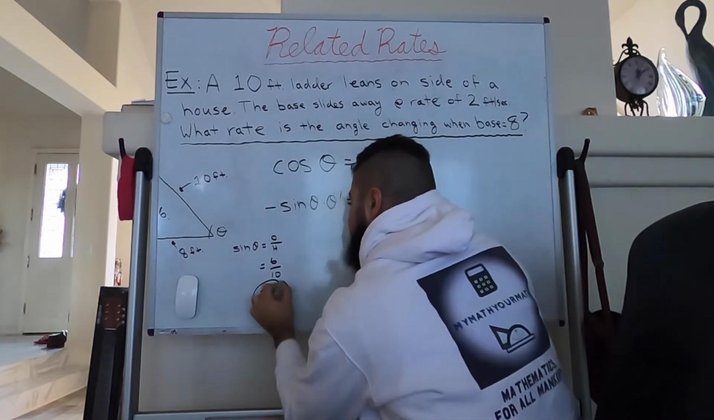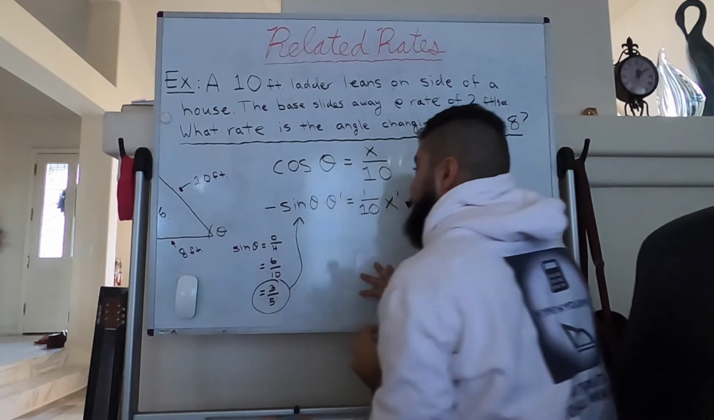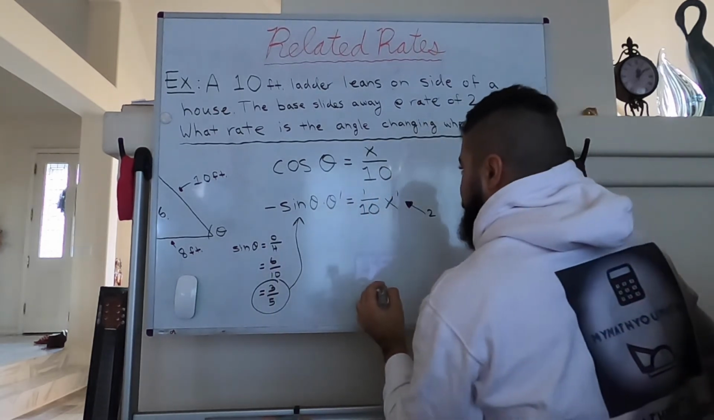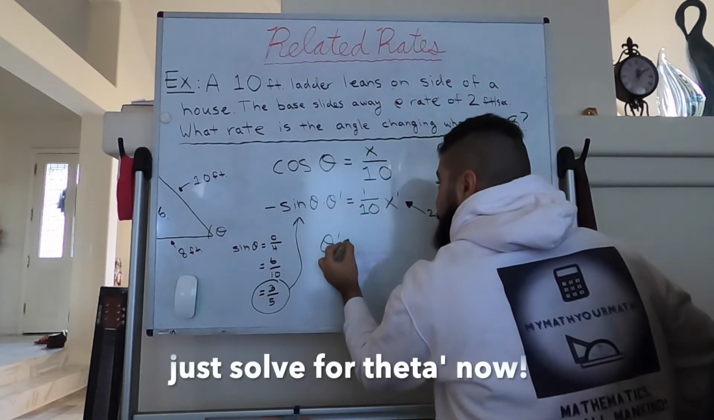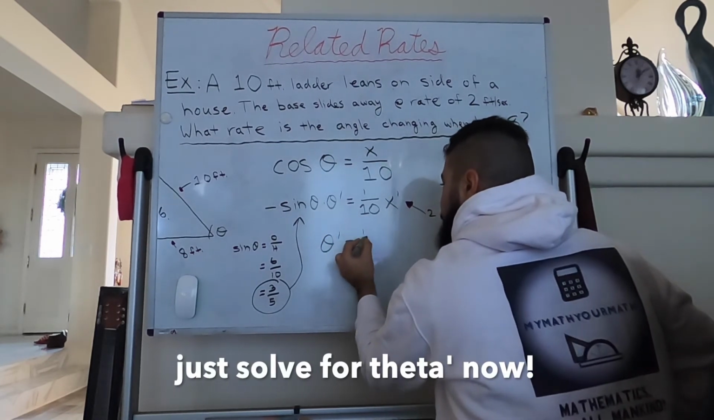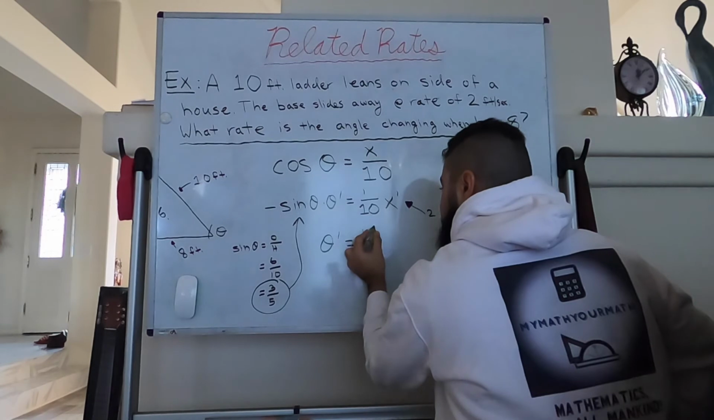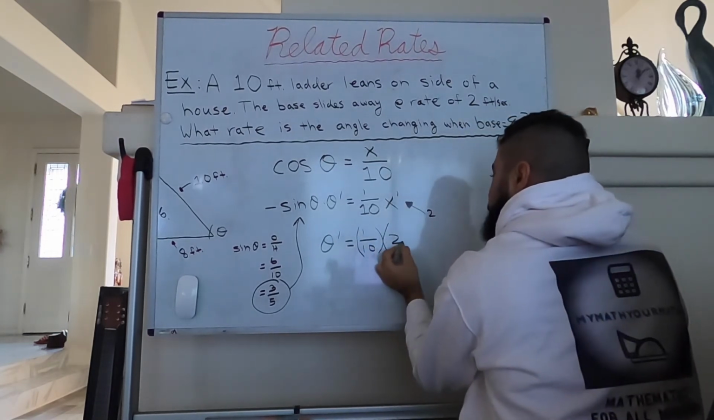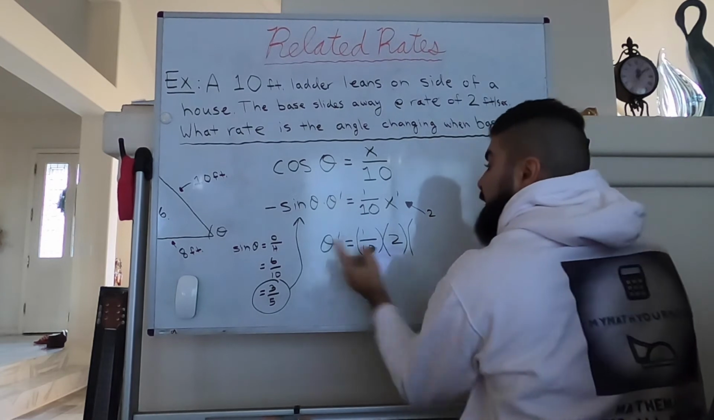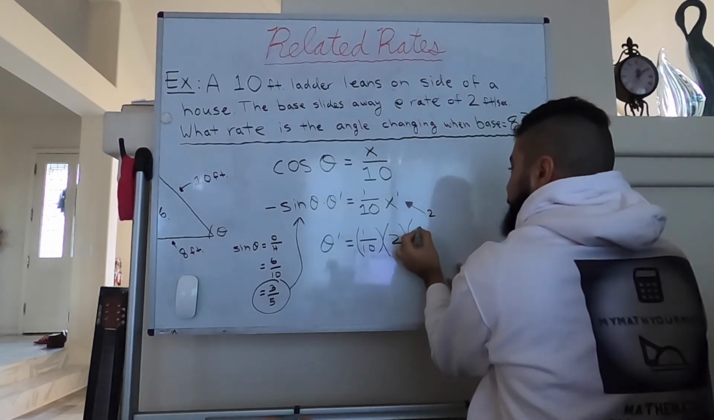So I just plug this 3/5 into sine theta, and I'm able to find my theta prime. And x prime is 2. So theta prime is equal to 1 over 10 times my x prime, which is 2, times a negative 5 over 3.